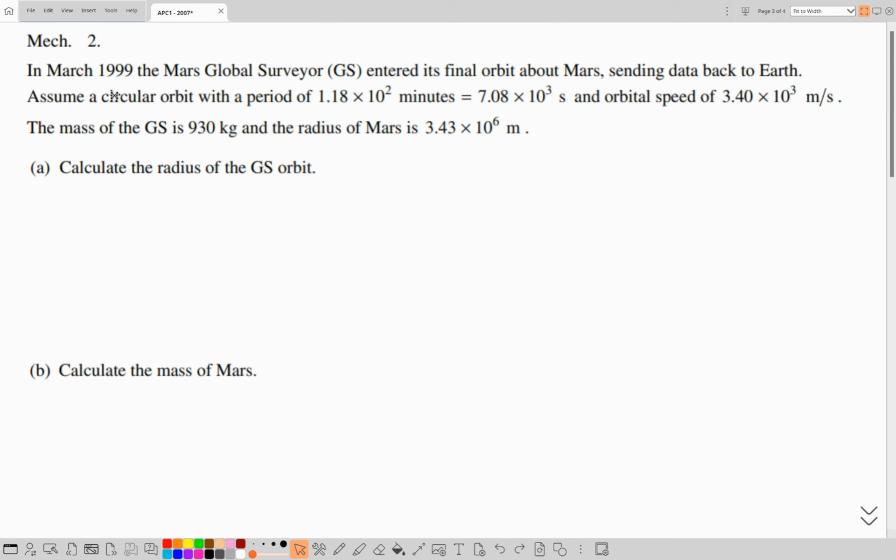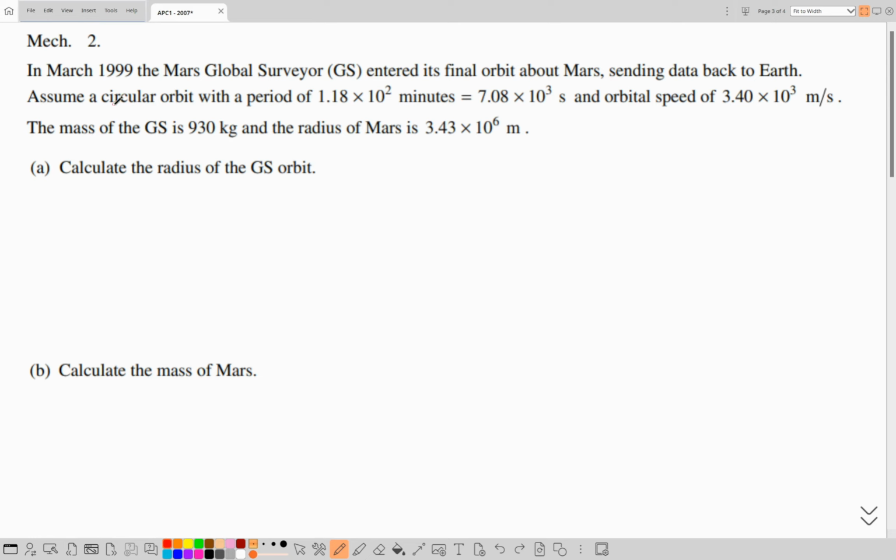In March 1999, the Mars Global Surveyor GS entered its final orbit about Mars, sending data back to Earth. Assume a circular orbit with a period of 1.18 times 10 to the power 2 minutes, its equivalent in seconds, and orbital speed given by the following. The mass of the GS is 930 kg and the radius of Mars is the following. Now we need to calculate the radius of the GS orbit.